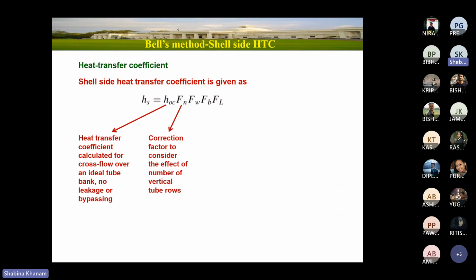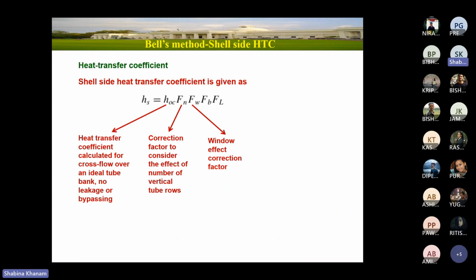Other factors are the correction factors. Fn is the correction factor for the number of vertical tube rows. In short, we call it the effect of cross flow, though HOC is also cross flow, but for the ideal tube bank. Here we consider the effect of other tubes available in the cross flow zone, so Fn is related to the cross flow zone only. Consider FW, which is the window effect correction factor.